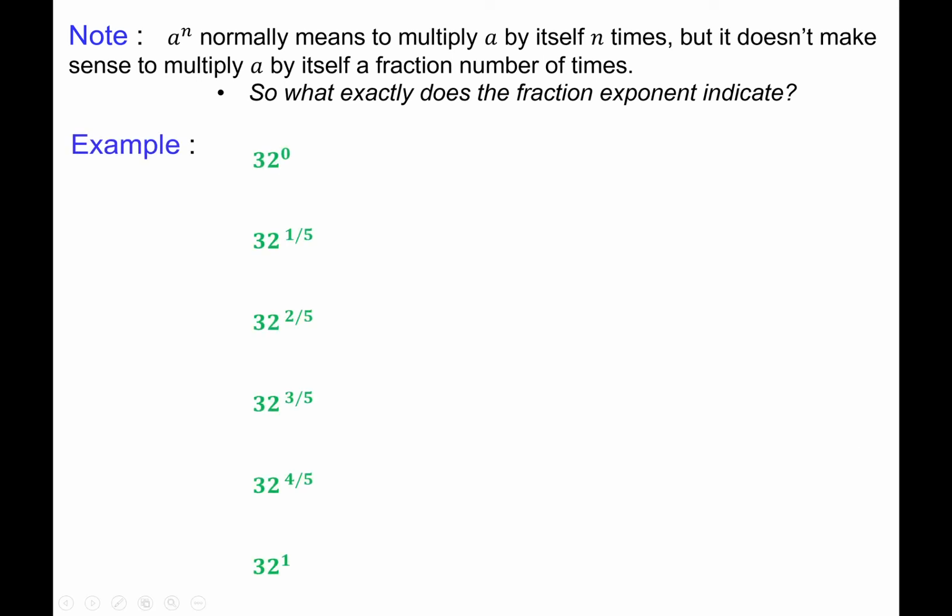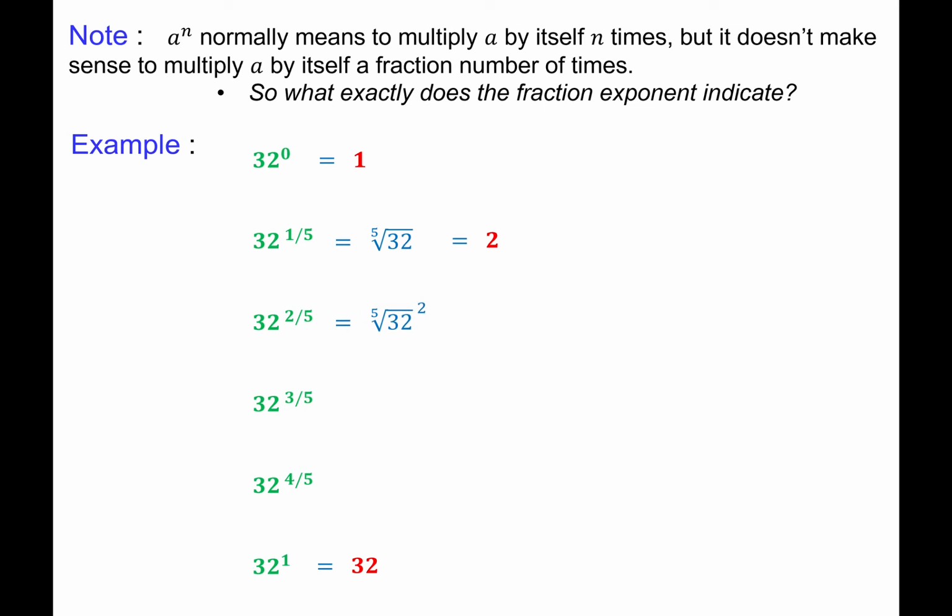A to the n normally means multiply a by itself n times, but do not mistake it in the sense to multiply a by itself a fractional number of times. So what exactly does a fractional exponent indicate? 32 to the 0 is 1. We know that. 32 to the 1 is 32. 32 to the 1/5 is 2, because if you do 2 times 2 five times, you'll get 32.